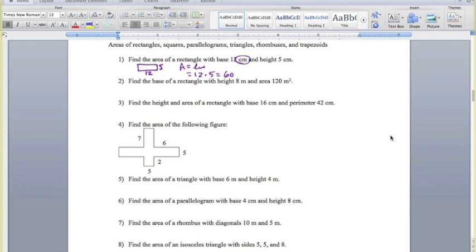If units are given in a problem, you need to give units in your answer. So in this problem, if we are taking 12 centimeters and multiplying it by 5 centimeters, we get 60 what? Centimeters squared. Area is always a squared unit because centimeters times centimeters is centimeters squared, just like x times x would be x squared. So if units are given in the problem, make sure that you give units in your answers.